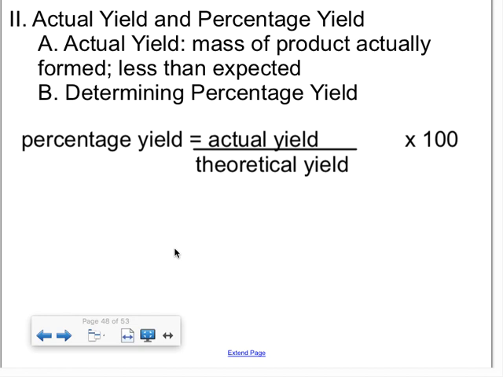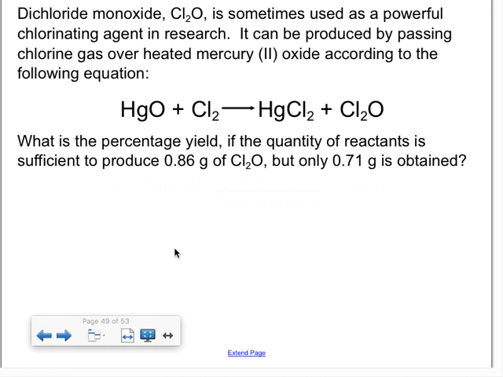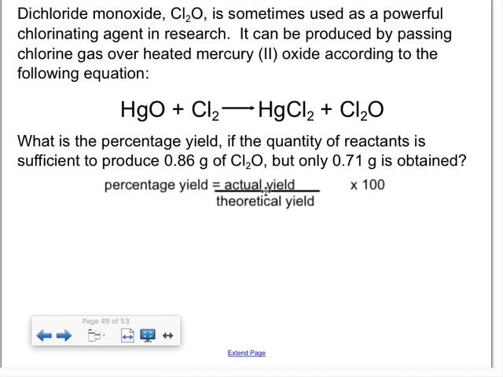So let's do some problems here. Okay, looking at dichlorine monoxide right here. Used as a powerful chlorinating agent in research, it can be produced by passing chlorine gas over heated mercury oxide. So if we add these two together, then we will get dichlorine monoxide. So we're looking at what's the percent yield if the quantity of the reactants is sufficient to produce 0.86 grams of ClO2, but we only get 0.71 grams obtained.